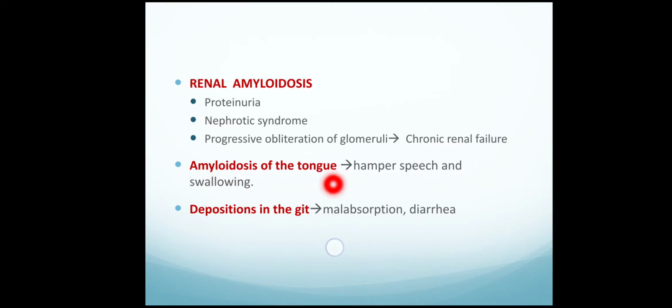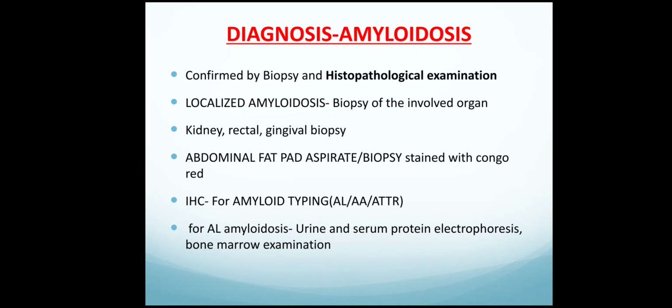In the tongue, there will be macroglossia, which will hamper the speech and swallowing. If deposition occurs in the GIT, then it can lead to malabsorption and diarrhea. That was all about the morphology of amyloid in various organs.